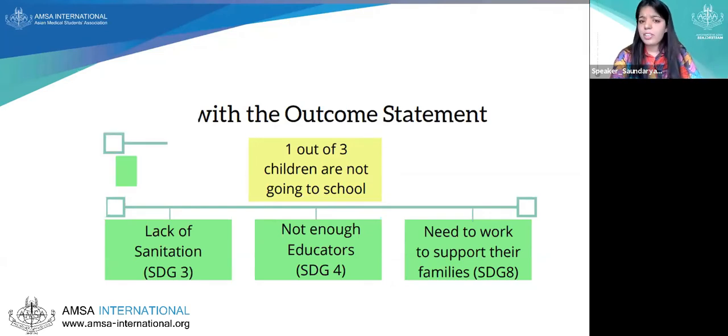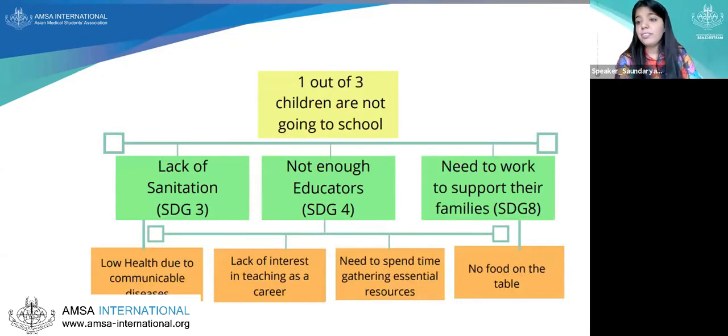Why is lack of sanitation a cause? Because due to lack of sanitation, they fall sick. They are prone to more communicable diseases. And then not enough educators, because people are not interested in teaching in that area as a profession, and the government is not providing them enough incentives. And then they need to work to support their family because there's no food on the table.